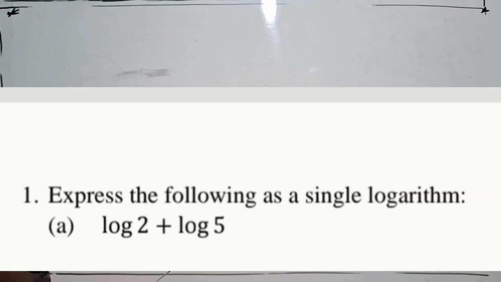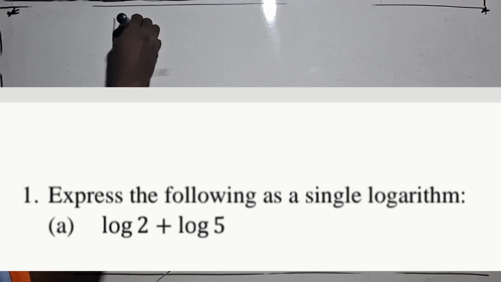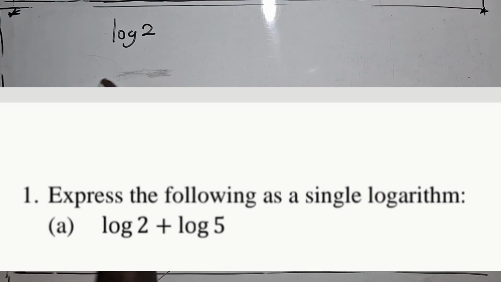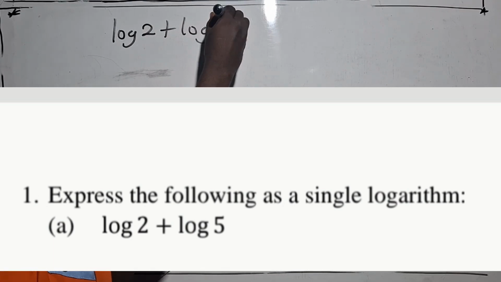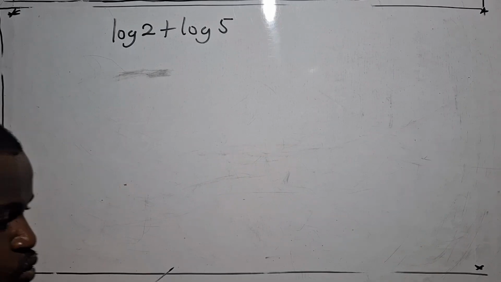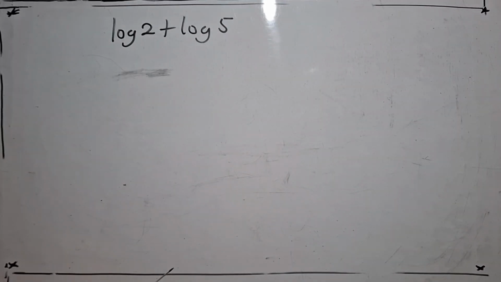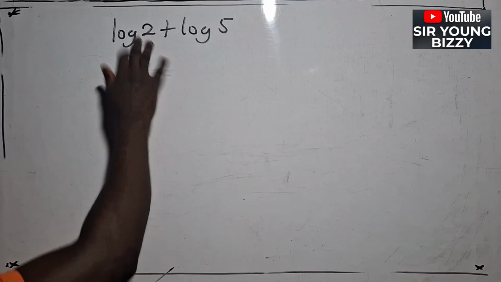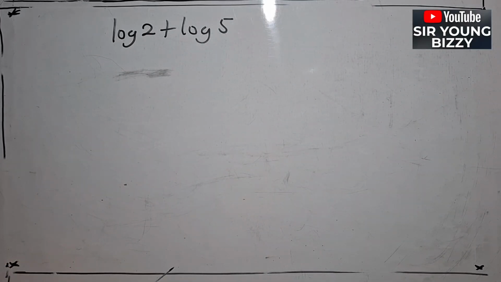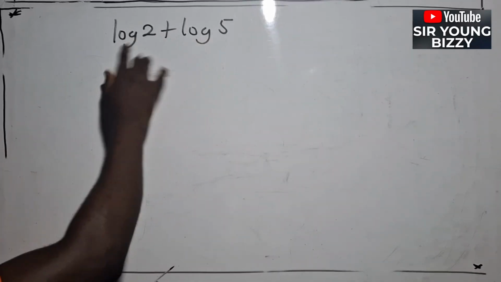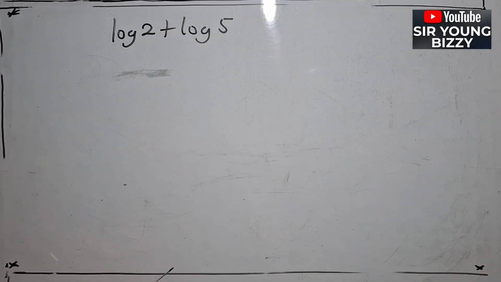As the question is on the screen, we are going to express the following as a single logarithm. We have log 2 plus log 5. Now, do you remember this law? This one they are adding. And a log without a base is in base 10, so it means it's a common base.